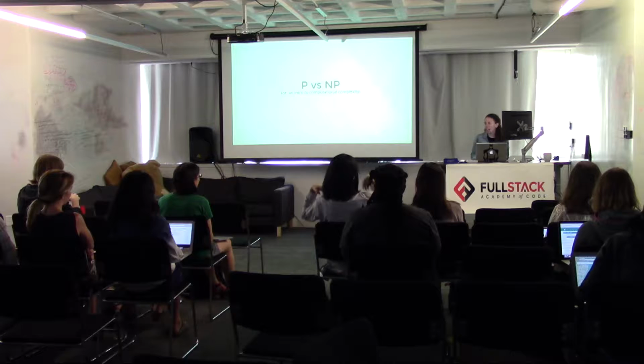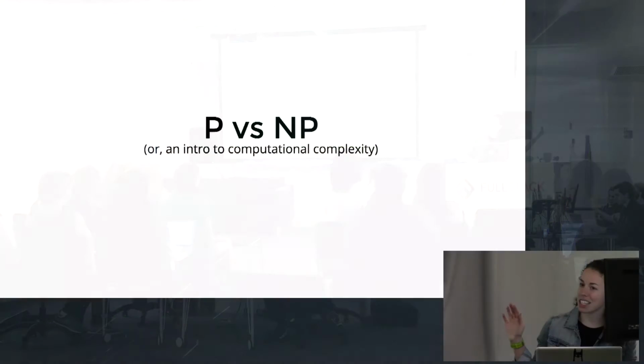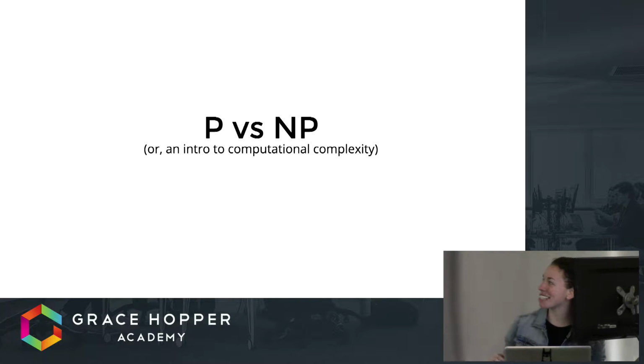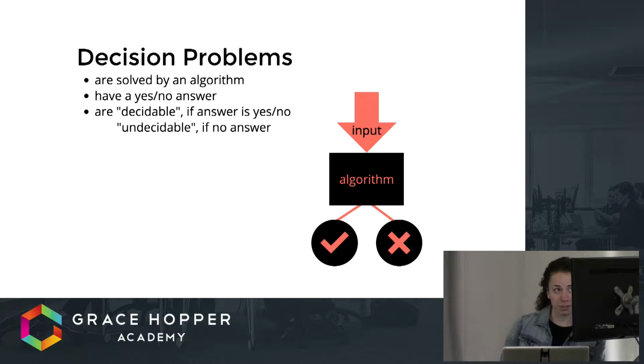Hi everyone. I'm going to be talking about P versus NP, which might not mean anything to you. So basically, this talk is going to be a short intro to computational complexity, and there's a lot of vocabulary, everything kind of builds on each other, so at the end of the talk we'll get to what P versus NP actually is. So the first thing we're going to define are decision problems.